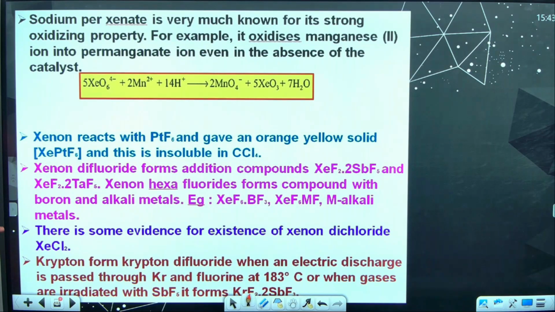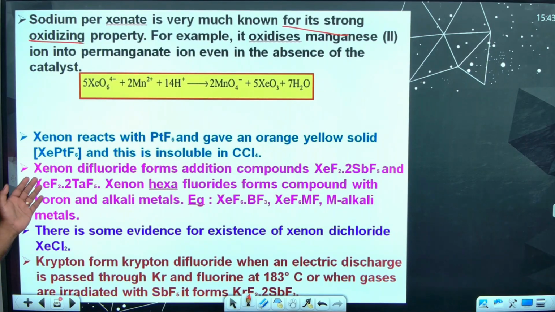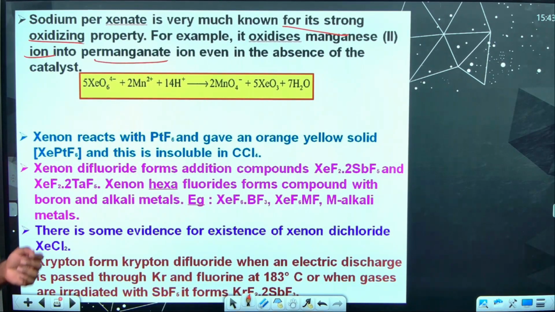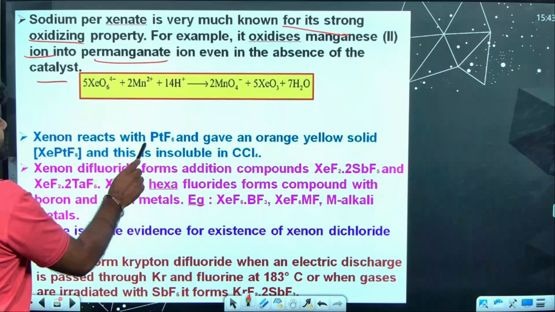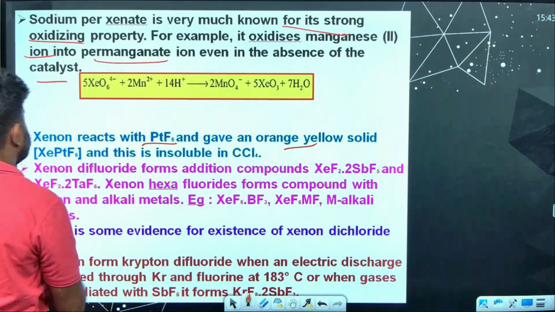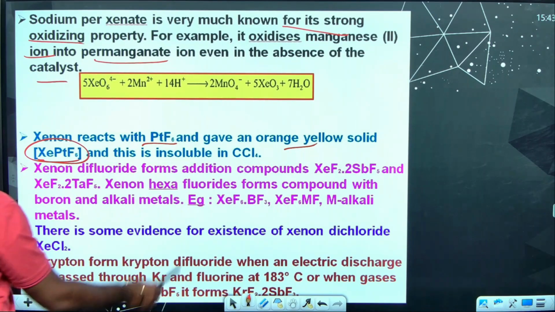This sodium perxenate is a very good oxidizing agent. So it can even oxidize manganese 2 ion into permanganate ion, that too in the absence of any catalyst. You can see the reaction here. Also xenon reacts with PtF6, platinum hexafluoride, and it gives an orange yellow solid which is PtXeF6, and it is insoluble in CCl4.